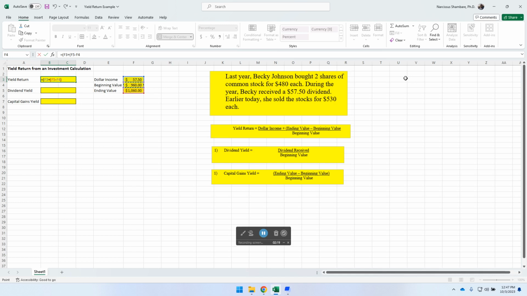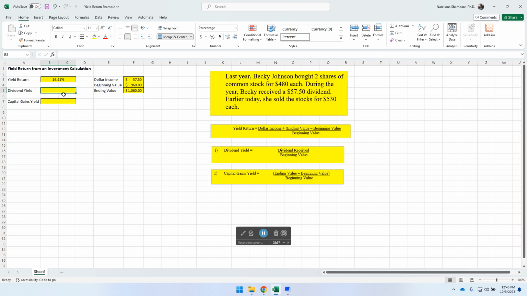So closing parenthesis, double closing parenthesis, divided by, okay, the reason why I had to do double closing parenthesis, you can see we had the initial open parenthesis and then we did second open parenthesis, right, for the ending value minus the beginning value. So it's important that I close all of them before dividing by the beginning value, which was 960. So press enter. Here we can see that the yield return is actually 16.41%.